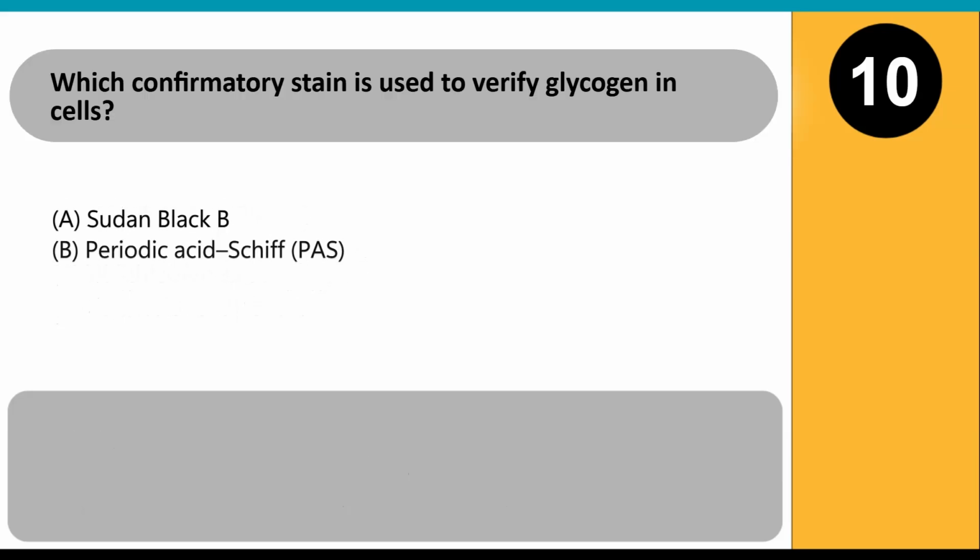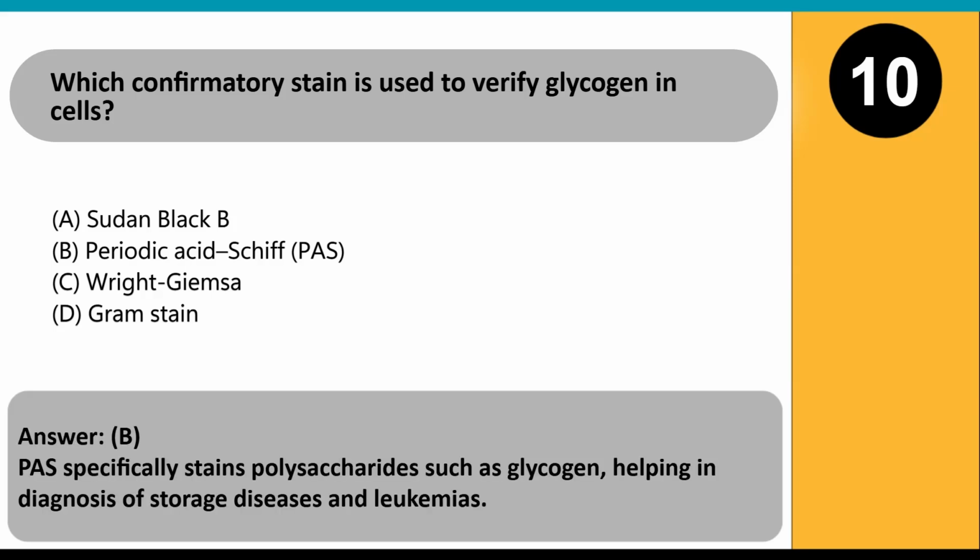Which confirmatory stain is used to verify glycogen in cells? A. Sudan black B. B. Periodic acid Schiff, PAS. C. Wright-Giemsa. D. Gram stain. Answer B. PAS specifically stains polysaccharides such as glycogen, helping in diagnosis of storage diseases and leukemias.